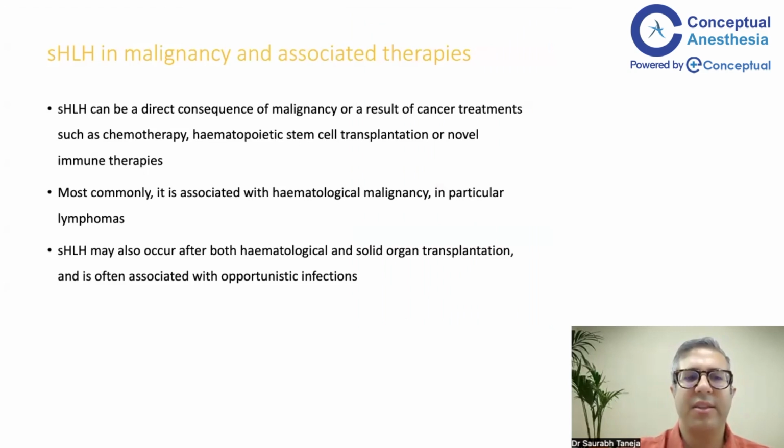So secondary HLH, or SHLH as it is called, can be a direct consequence of malignancy or a result of cancer treatment. So even the malignancy can trigger that, or cancer treatment like hematopoietic stem cell transplantation, chemotherapy, immunotherapy. All of these are getting more common nowadays. As you can see, the oncologic part of the critical care settings is getting more and more common, so we are encountering HLH much more than before. And most commonly it is associated with hematological malignancy, in particular lymphomas. So again, which malignancy? Hematological, lymphomas.